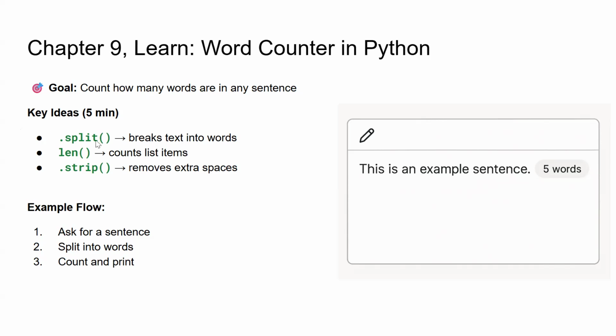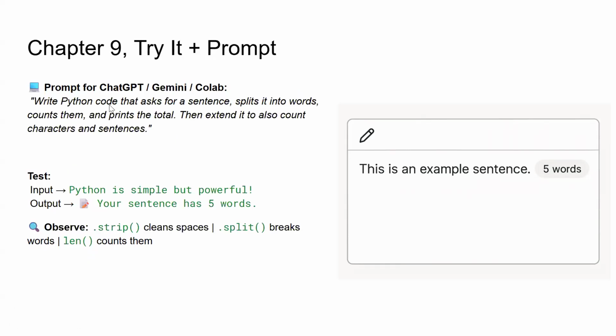That was the idea. So split it, break text into words, and then get the length. LEN stands for length. Then remove extra spaces, so that you can get, for instance, the number of characters or things like that. So ask for a sentence, split into words, and count it. The idea would be this simple prompt that you included.